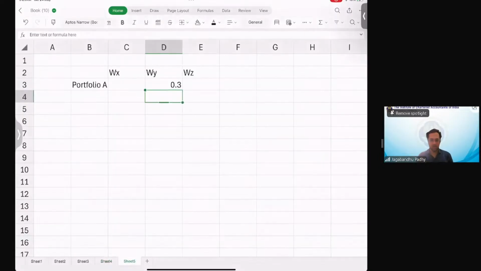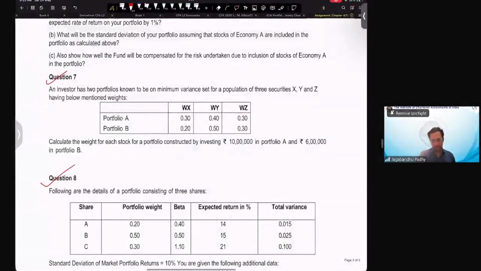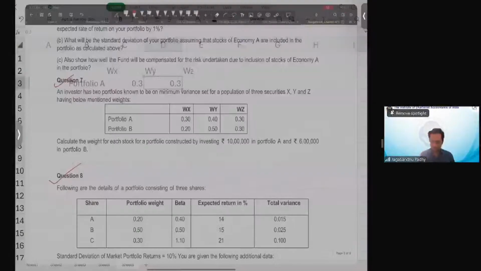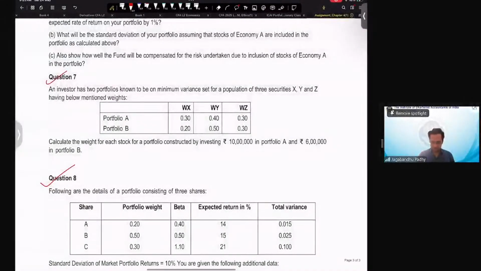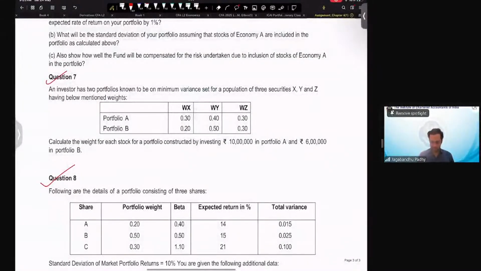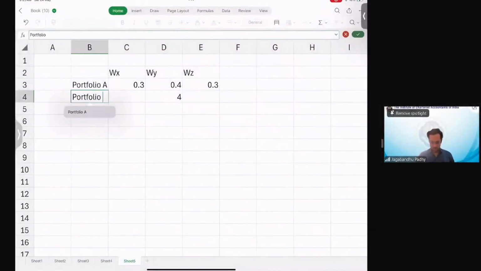Okay. So portfolio A is having security X weightage of 0.3, security Y weightage of 0.4, and security Z weightage of 0.3. Then portfolio B.